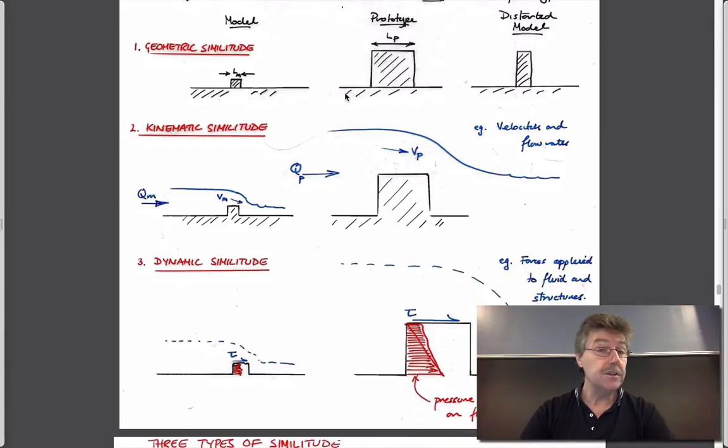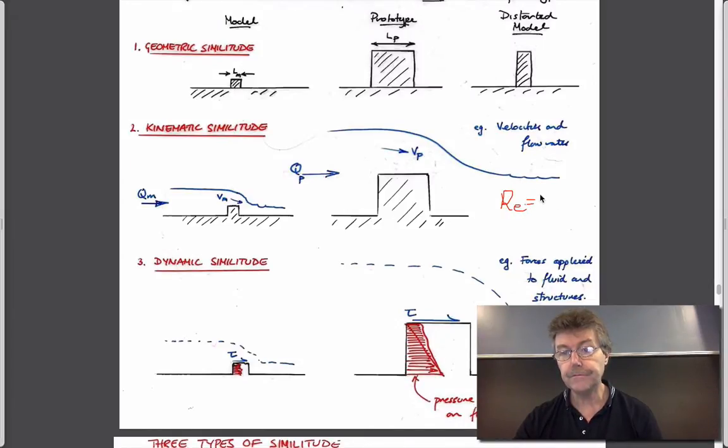And if we honor geometric similitude, then kinematic similitude is the next parameter. In other words, we want the velocities to be the same. And so in our case, that translates to being Reynolds number.